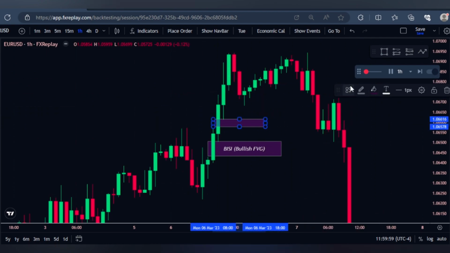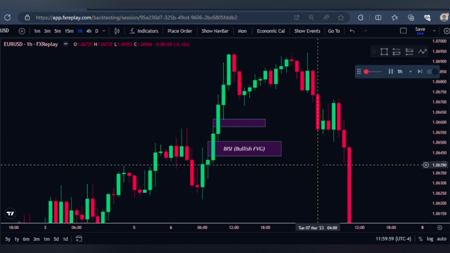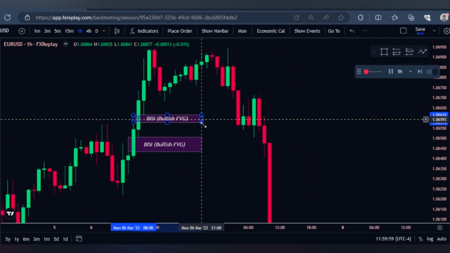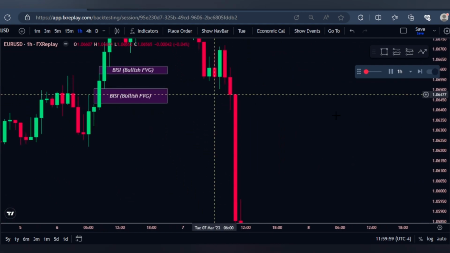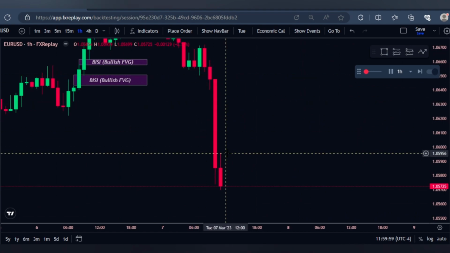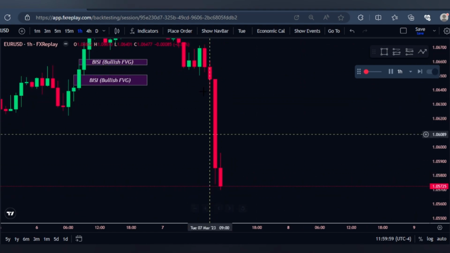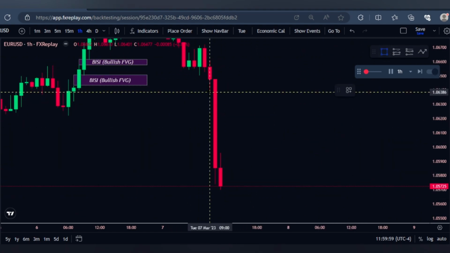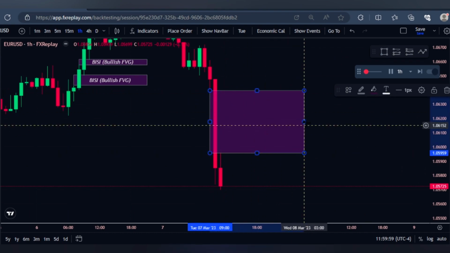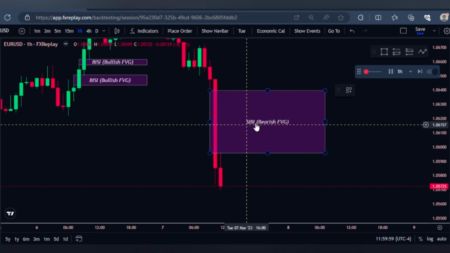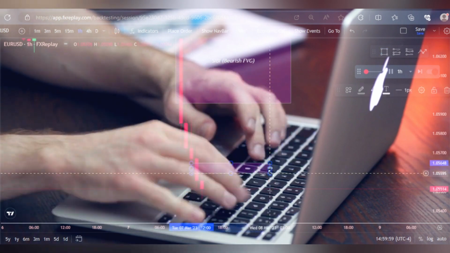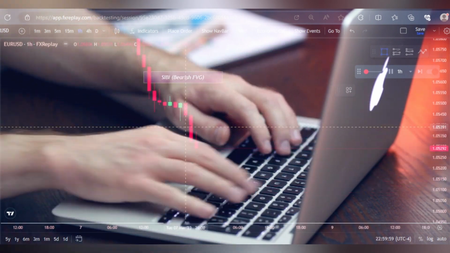Similarly, right above that, we have another BISI. If we take a glance at this side, we notice the strong bearish price movement that created sell side imbalance and buy side inefficiency, leaving this huge open gap behind, so this will be our SIBI or our bearish fair value gap. You can again take time to spot them on your chart and train your eyes to spot them subconsciously.